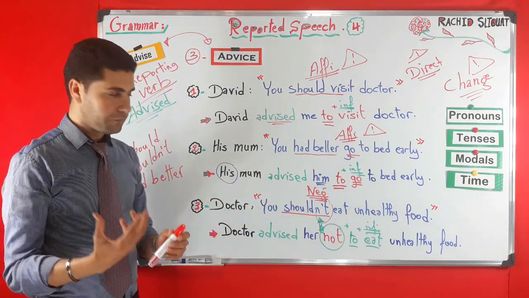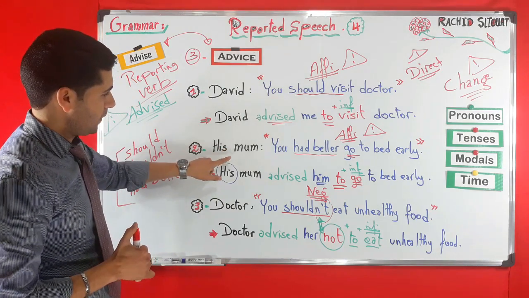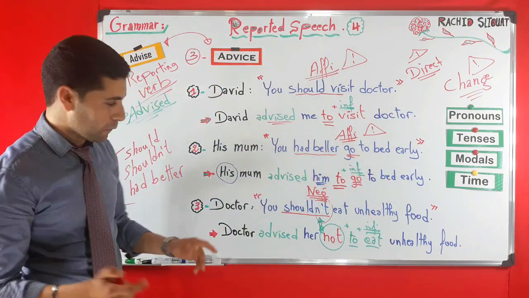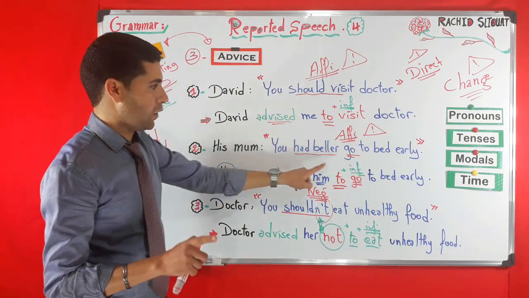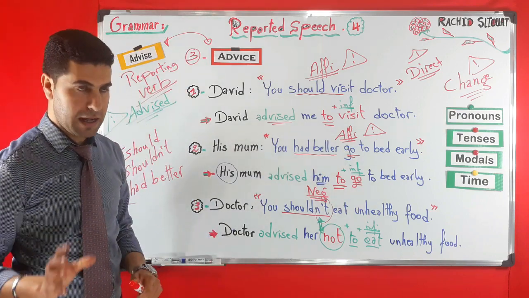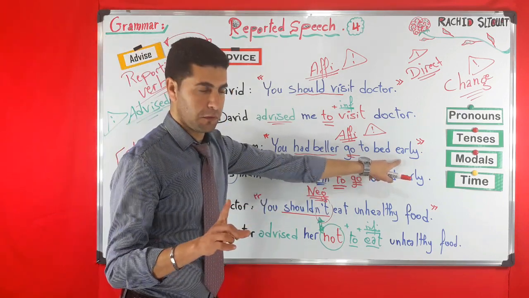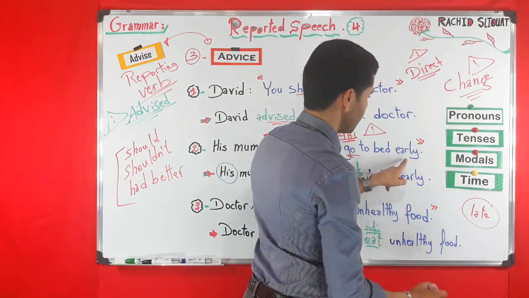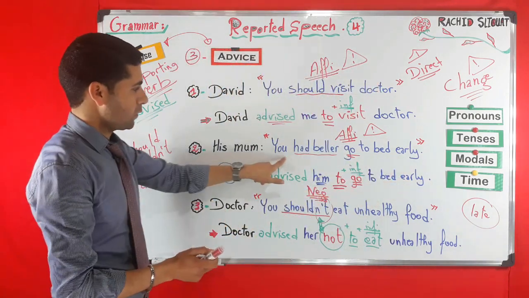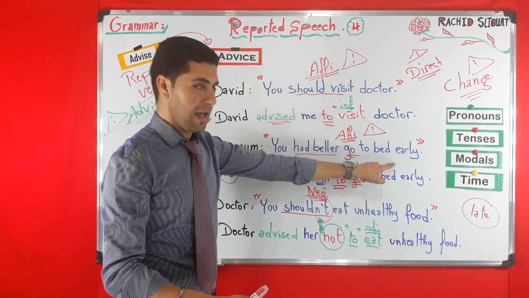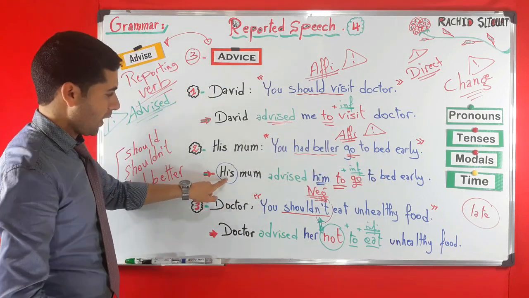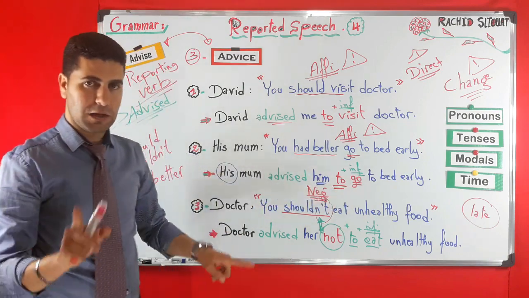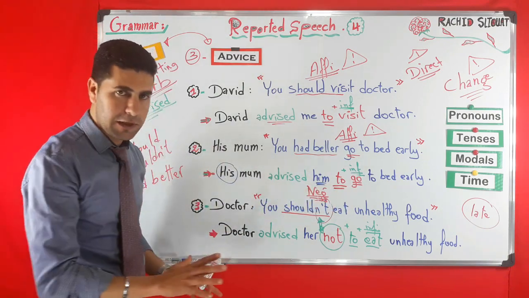So this is actually very simple. Here, for instance, we have, okay, his mom: you had better go to bed early. We can also say, his mom: you shouldn't go to bed late. Okay, late, the opposite of early. So you shouldn't go to bed late. The reporting, we're going to say, his mom advised him not to go to bed late, okay, not to go to bed late. That is actually very simple.